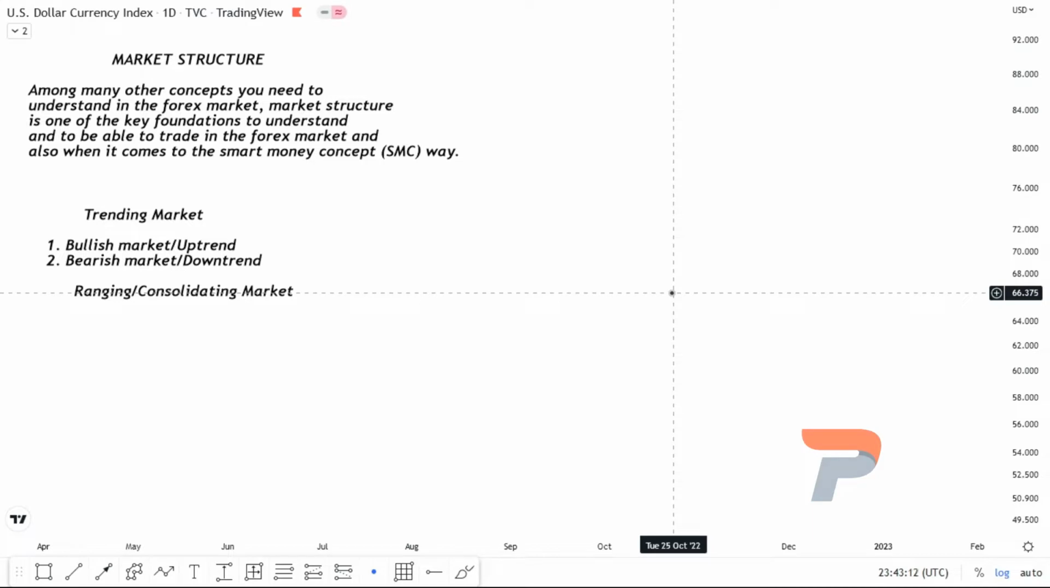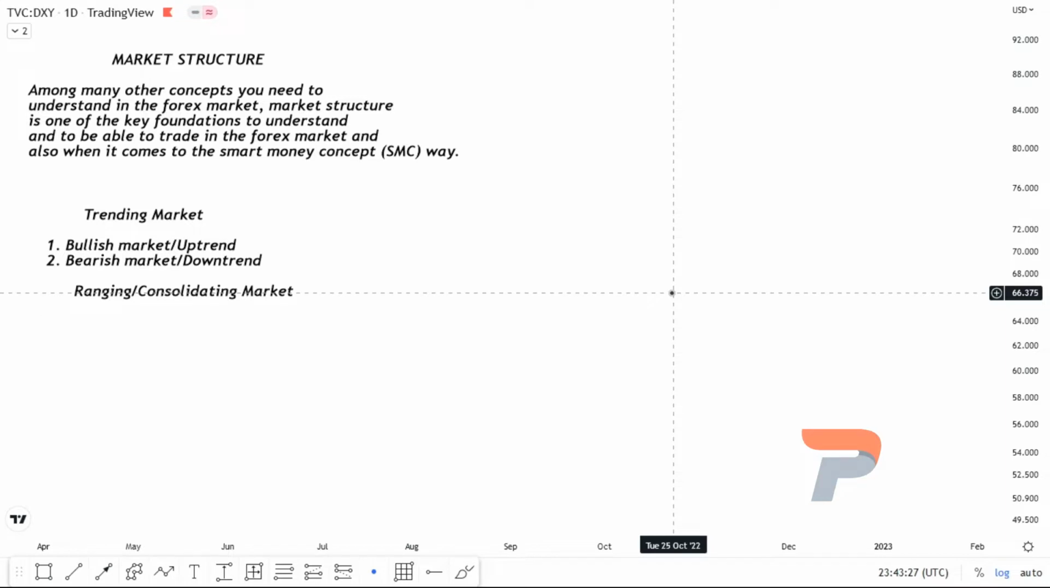So that's why market structure is very important, because as a trader, what do we speculate? We speculate either a market is going to be bullish, and then we buy, or we speculate that the market is going to be bearish, and then we sell. So let's just dive in.